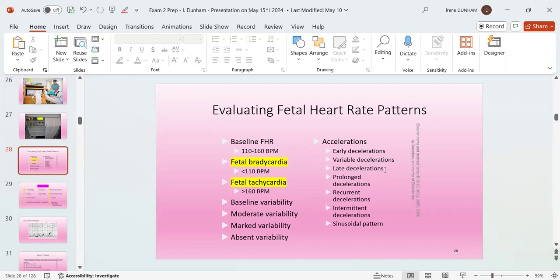Late decelerations are a non-reassuring pattern. That means I do not like. Remember this way, it's good to be early to dinner, okay? It's bad to be late for dinner, okay? Or you can put it this way, it's good to be early for class, but it's very bad to be late for class. Okay, let me help you remember that. And then you got prolonged, and then you have recurring deceleration.